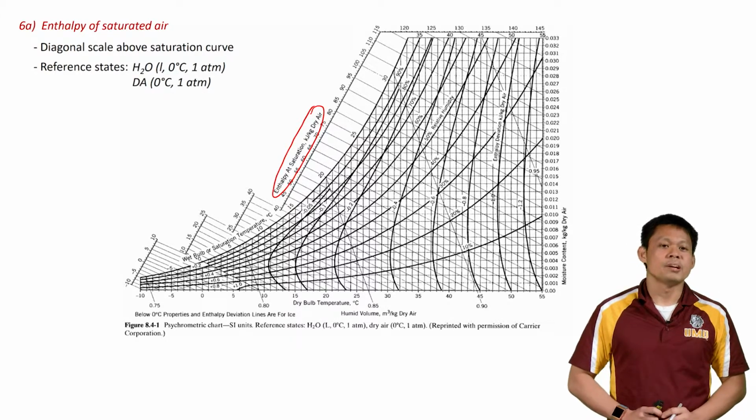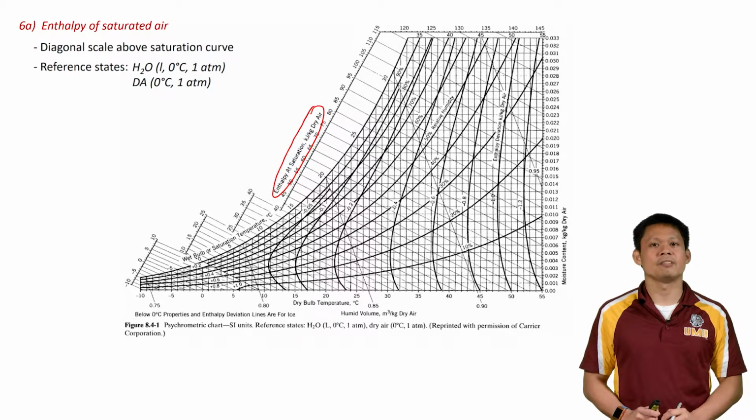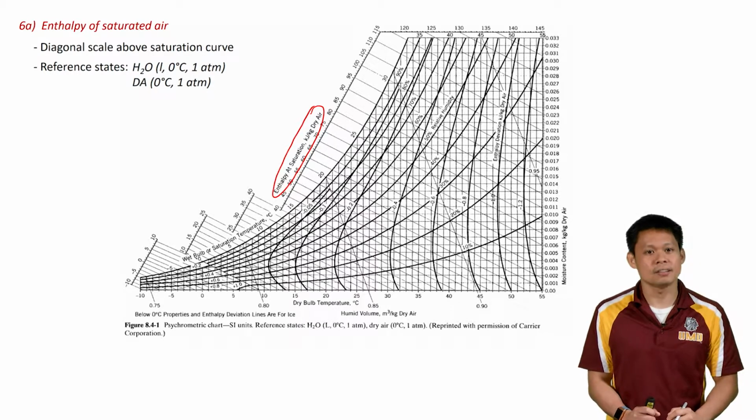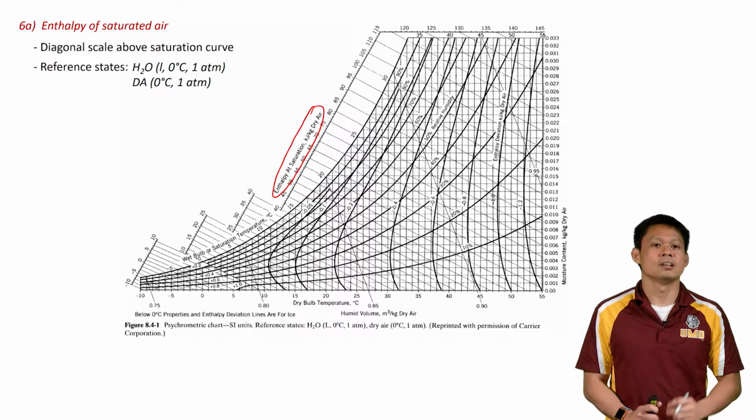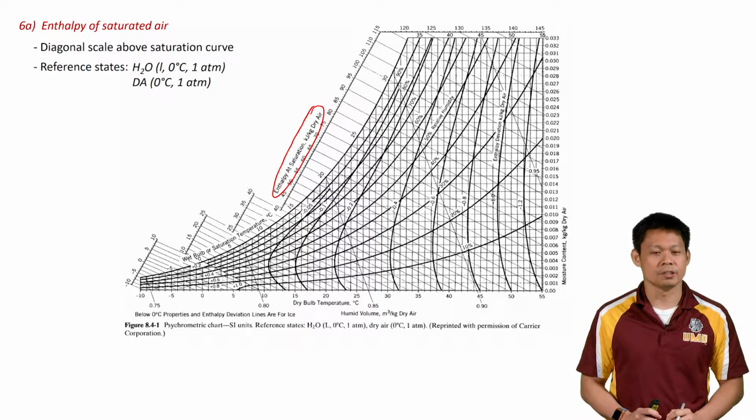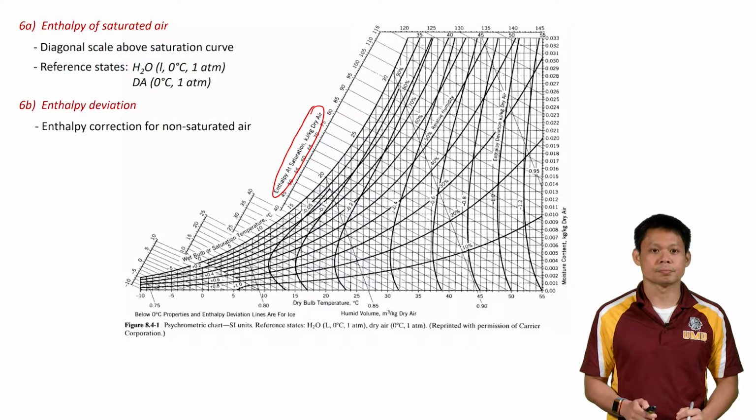Again, we have already mentioned this. When we talk about enthalpy, we have to make sure to remember what the reference state is. So the reference states used to generate this humidity chart is the water is at liquid 0 degrees C and 1 atmosphere. And for dry air, it is 0 degrees C and 1 atmosphere.